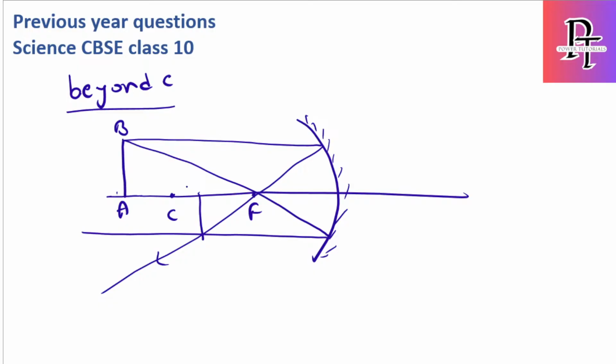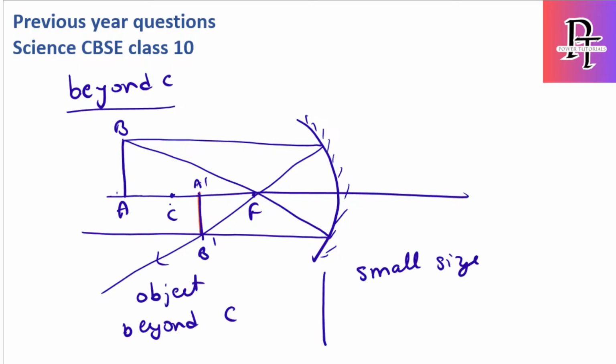So here the object is beyond C. What happens to the image? Small size. If you compare, this is object, this is image, so this is small size. Where is the image? Between C and F. What is the nature? Real and inverted.